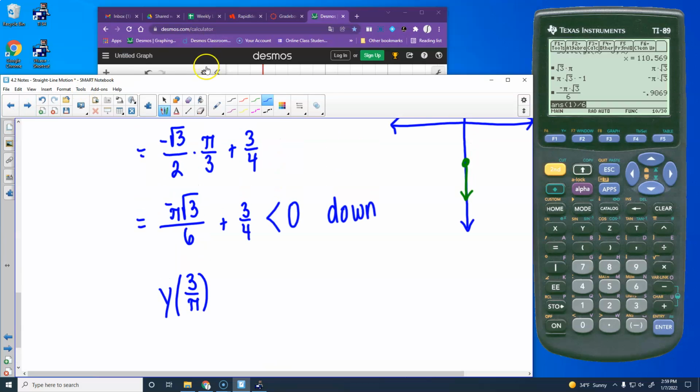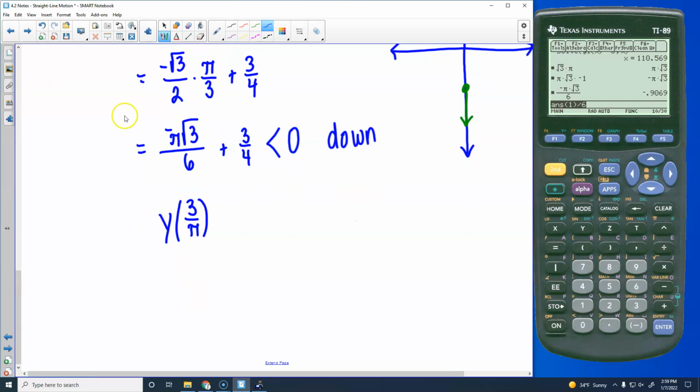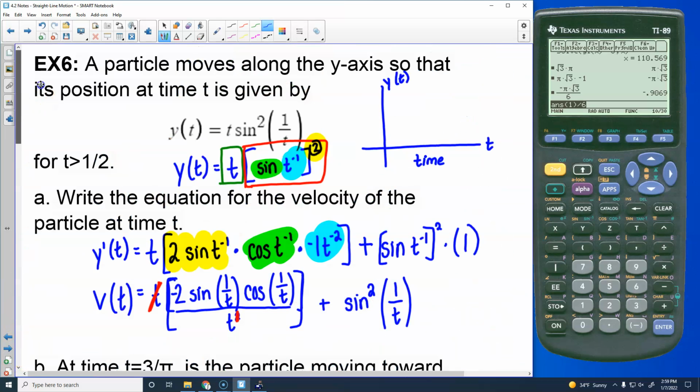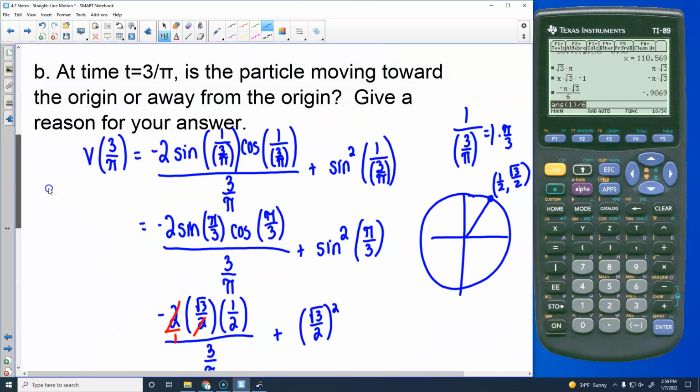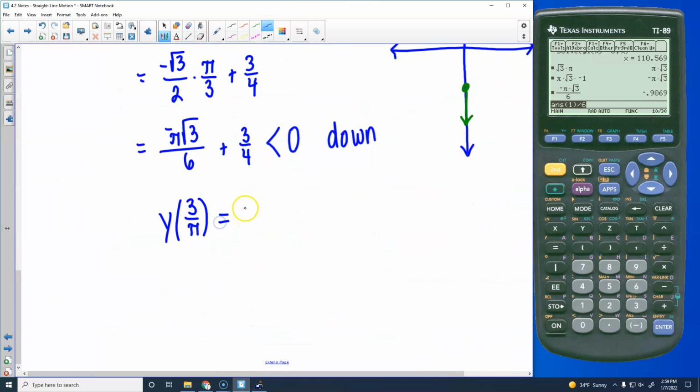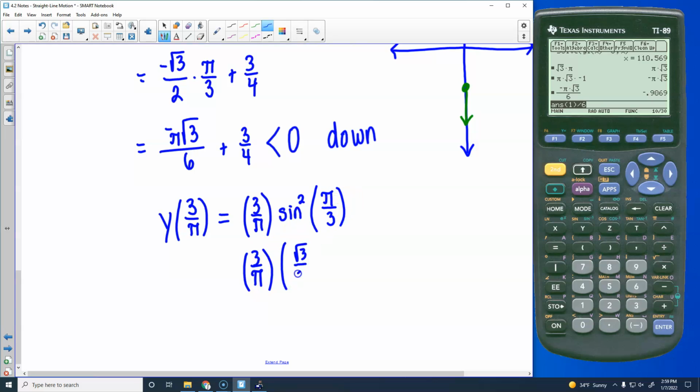If you have ran out of room, I'll post the video. T sine squared 1 over t. Is it okay if I go ahead and flip this to pi over 3? Because when we do 1 over 3 over pi, we'll get pi over 3. So this is going to be 3 over pi times pi over 3 is root 3 over 2 squared. Is this positive or negative? It's going to be positive.